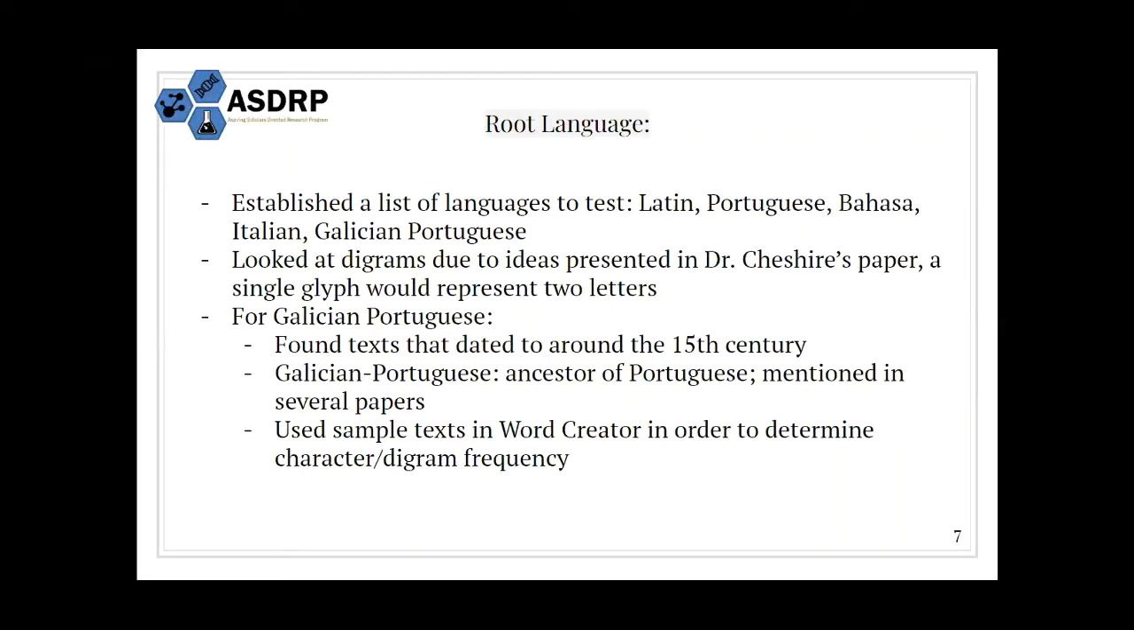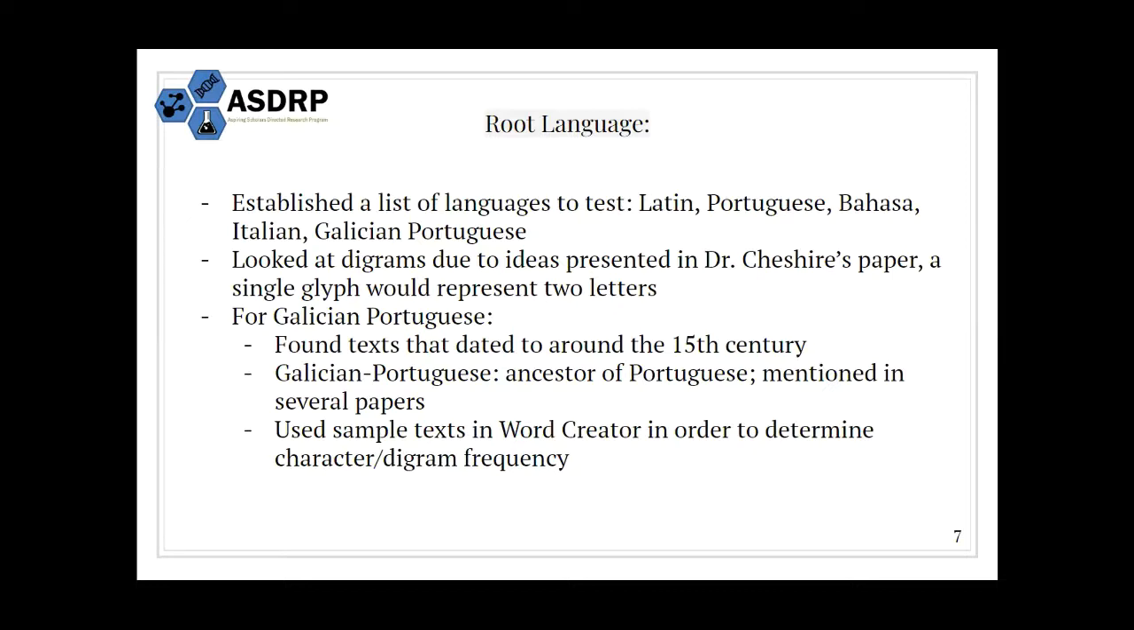So for our methodology, when it came to determining the root language, we began by creating a list of languages that we thought could be the root language. And these were Latin, Portuguese, Bahasa, Italian, and Galician Portuguese. And we chose these languages since several papers mentioned them as possible root languages. Word Creator had pre-existing frequency data on all these languages other than Galician Portuguese.